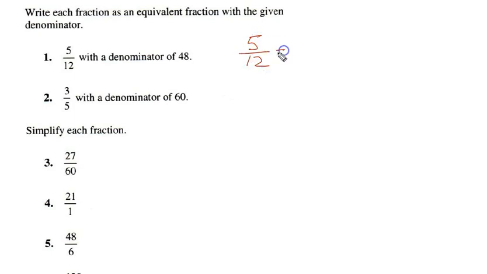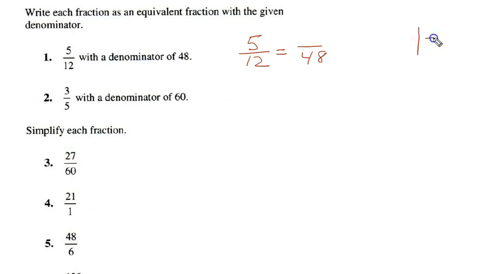5/12, and we want to make it into an equivalent fraction with a denominator of 48. So this would be the protocol to follow. Now, what do we have to multiply 12 by to make it a 48? And if you said 4, but we are allowed to multiply anything by 1 and not change its value. And 1 takes many different forms.